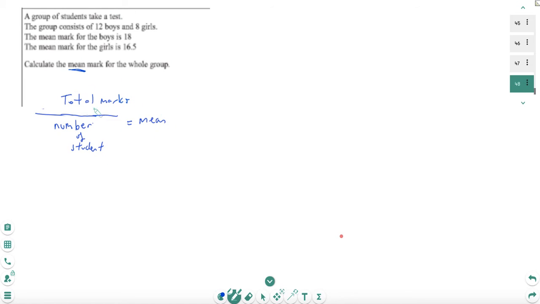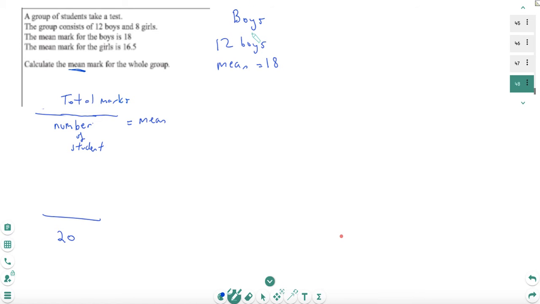Well, do I know the top or do I know the bottom? Well, I know for sure that the number of students is 20. 12 boys plus 8 girls is 20 students in total. And now I want to find out the total number of marks scored by everyone. Well, how do I do that? All I know is that for the boys, there's 12 boys, and the mean is 18.